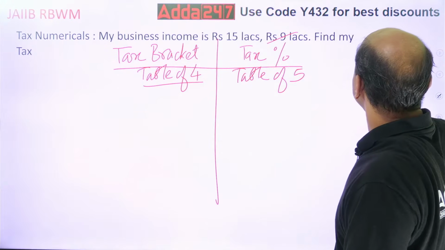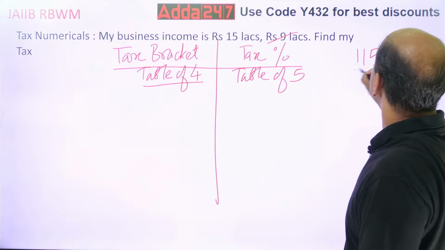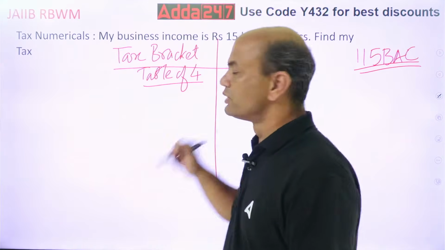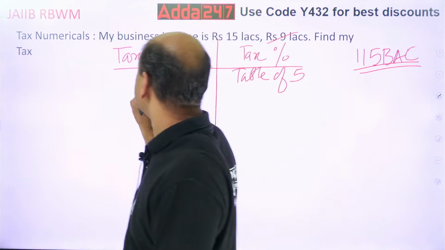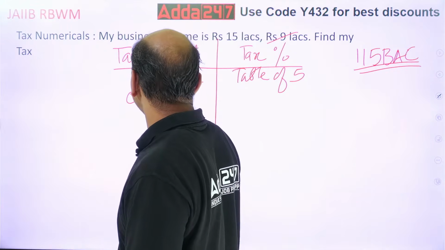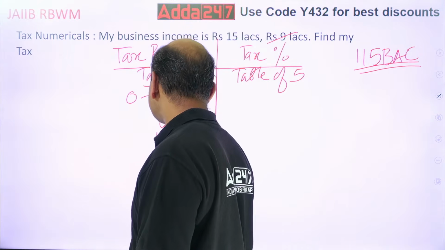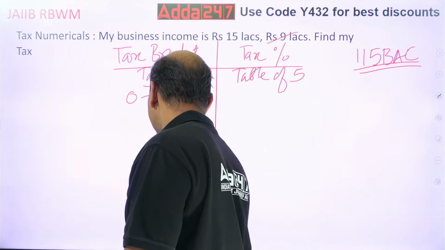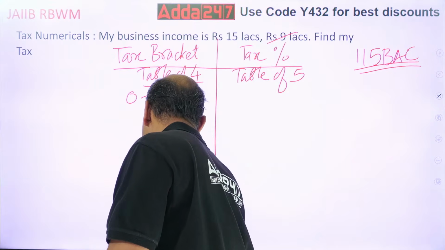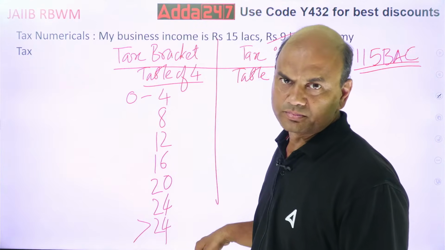Section 115BAC. This is the new tax regime. Got it? As per this new regime, it is 0 to 4 lakhs, then 4 to 8 lakhs, 8 lakhs to 12 lakhs, then 16 lakhs, 20 lakhs, 24 lakhs, and greater than 24 lakhs. This is your table. Table of 4.